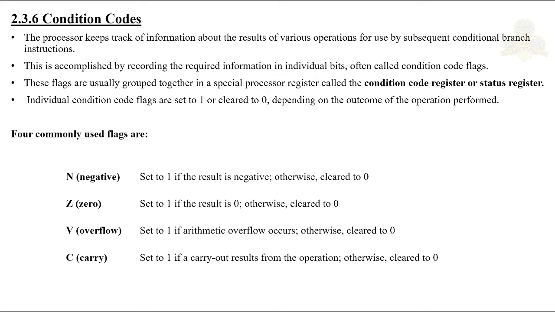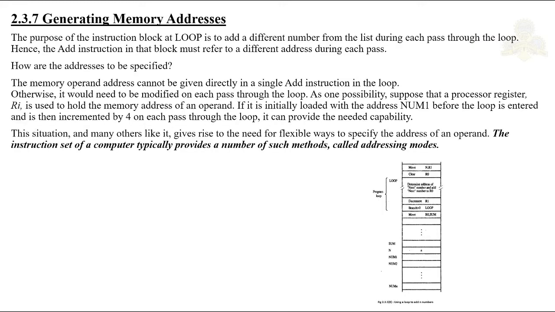Next, we will study how to generate memory addresses. For this, we will consider this diagram. We have already seen this, right? Adding n numbers using a loop. What is the purpose of the loop block there? It will add a different number from the list during each pass through the loop. First num1 is added to the register R0, next num2, then num3, likewise. So the add instruction in that block must refer to different addresses during each iteration, or each pass.